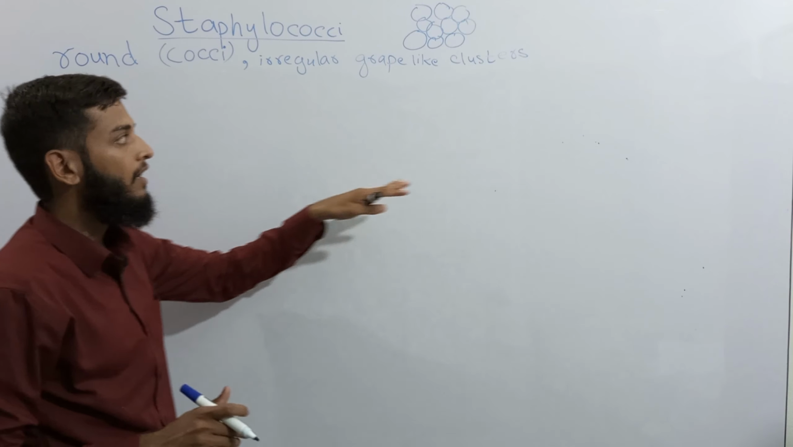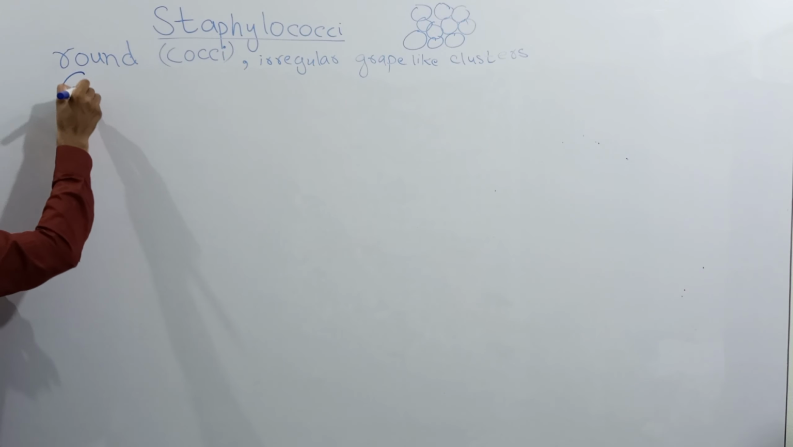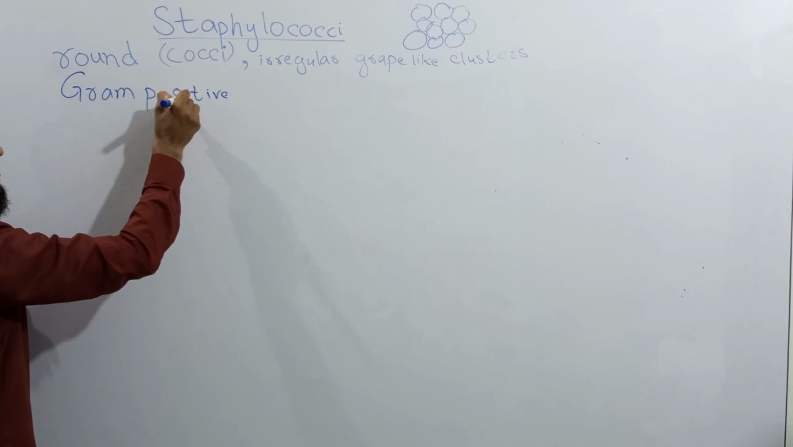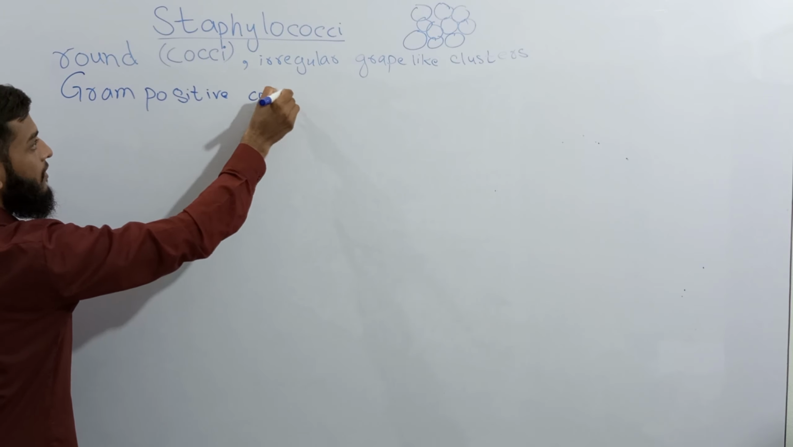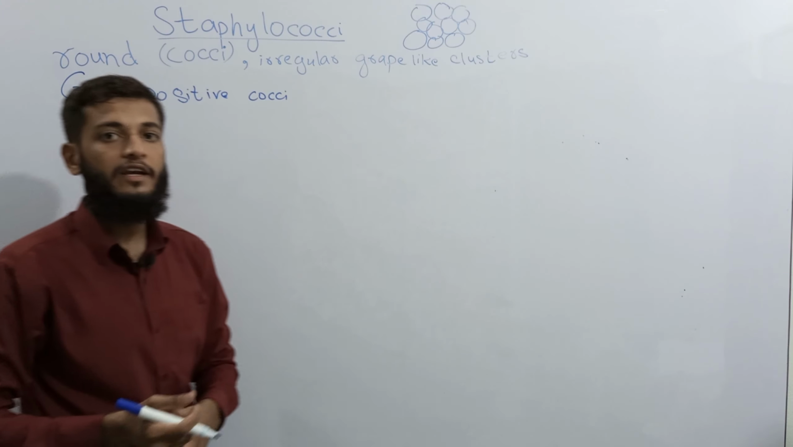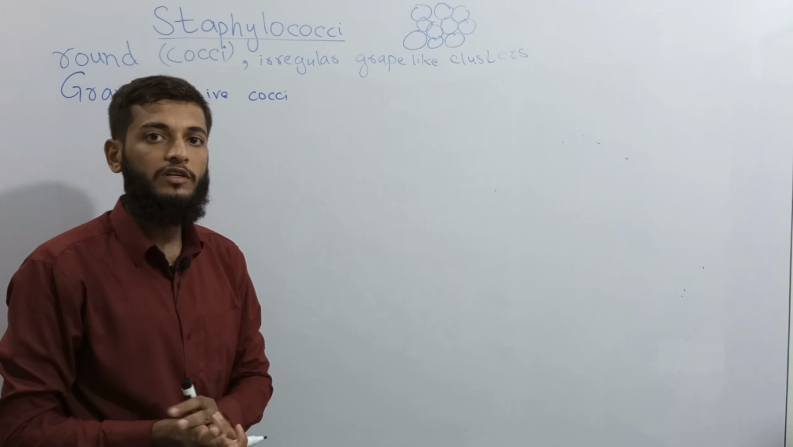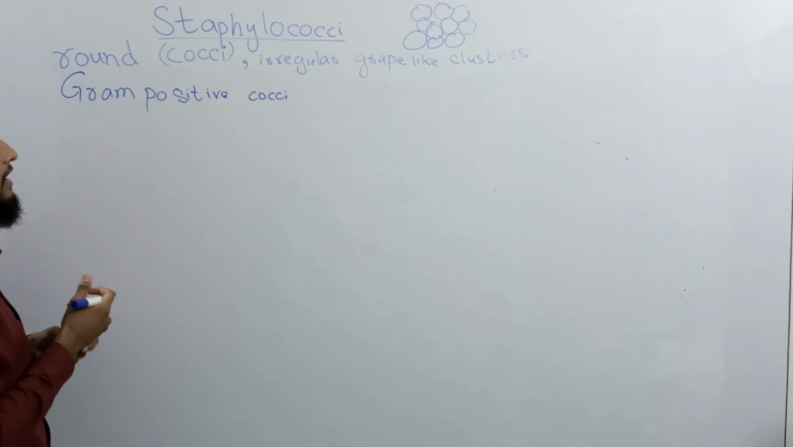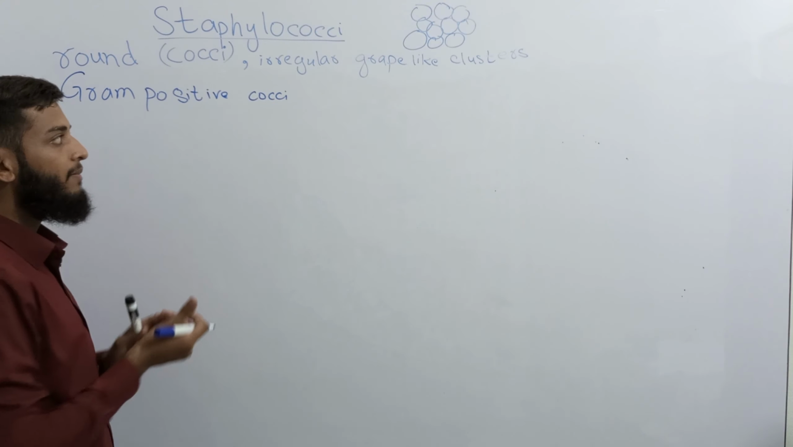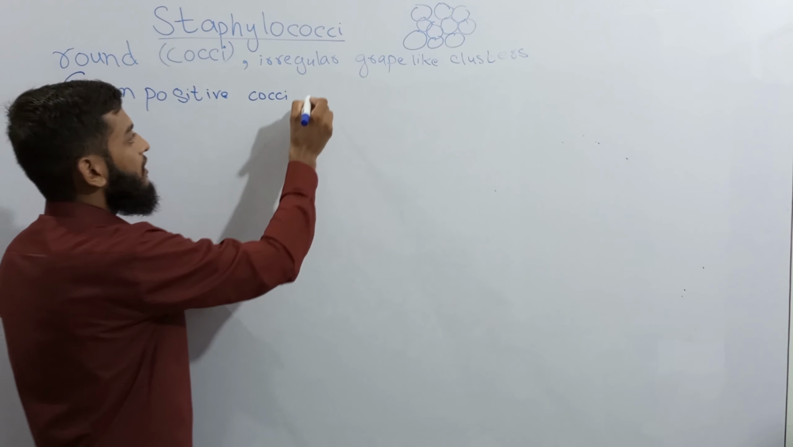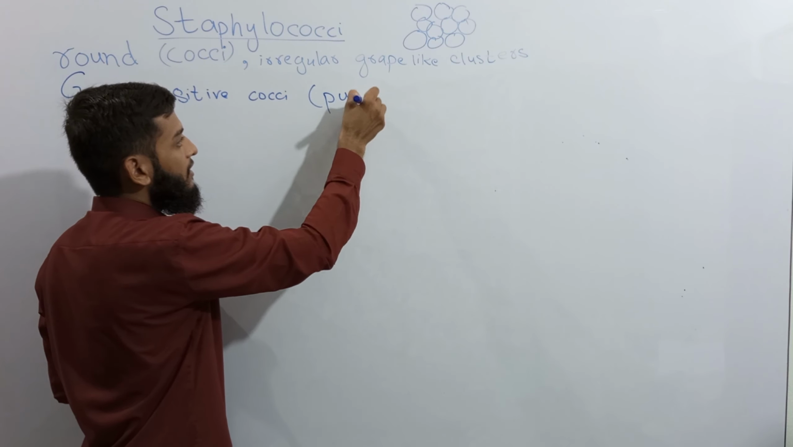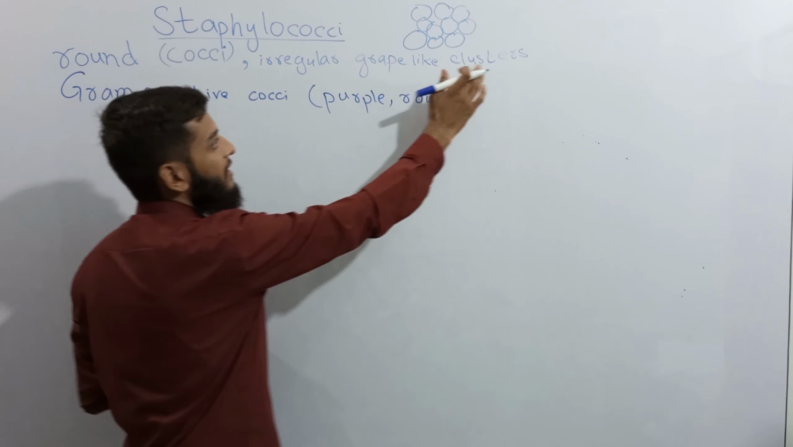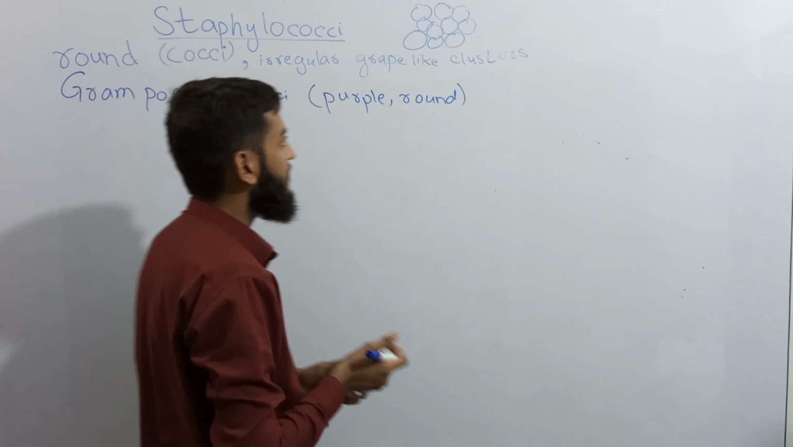Also, staphylococci are gram-positive cocci. That means after performing the gram staining technique, a very important staining technique in microbiology, staphylococci appear as purple color bacteria that are round in shape. So they are purple in color, round in shape, and have grape-like cluster or irregular arrangement.